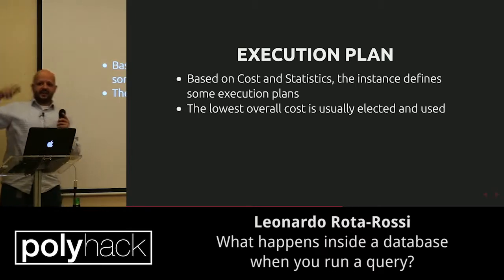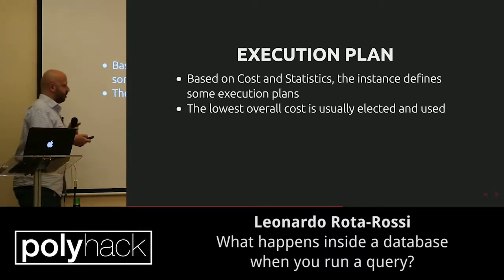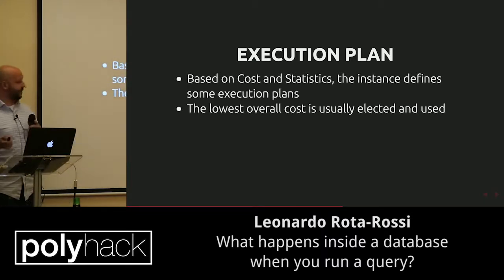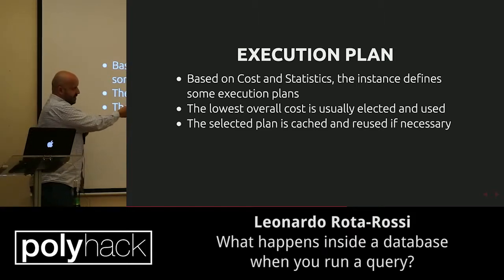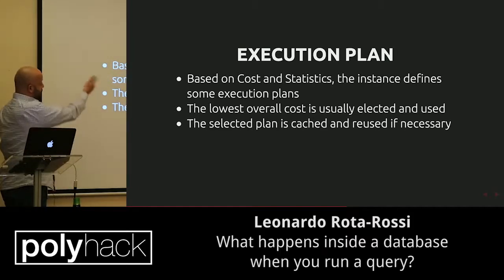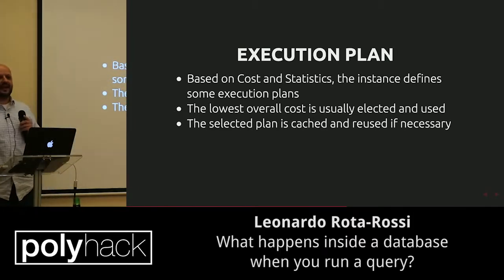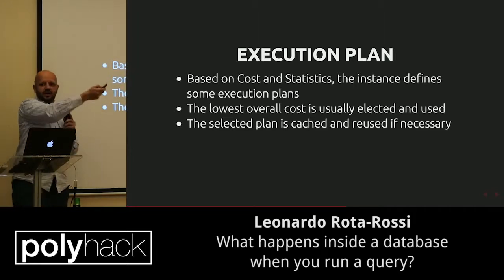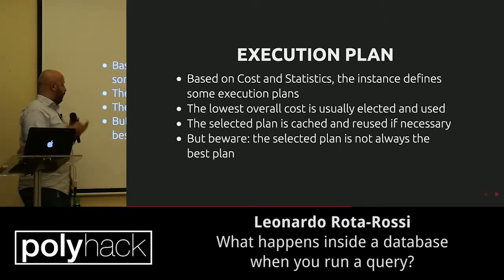Then it quickly chooses the better cost, the smallest cost, and uses that plan. This selected plan is cached and reused if necessary. So if you run this query again, it will not create a new execution plan. It goes straight to this plan, as we saw before on the soft parse. But be aware, the selected plan is not always the best plan.